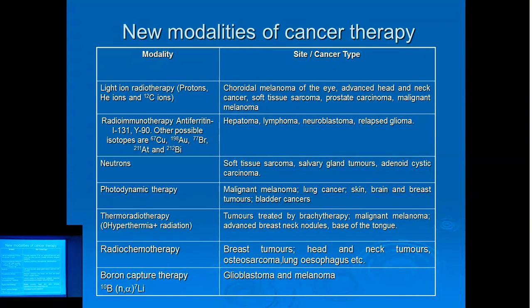Many boron compounds have been made by the Japanese which are specifically taken up by the brain. So very radio-resistant tumors can be treated with boron capture therapy. It gives a very high LET radiation, alpha and recoil lithium.